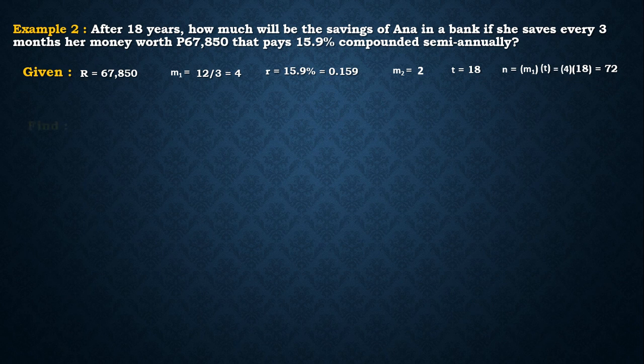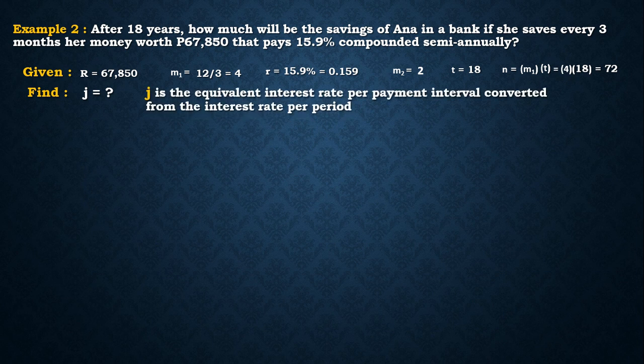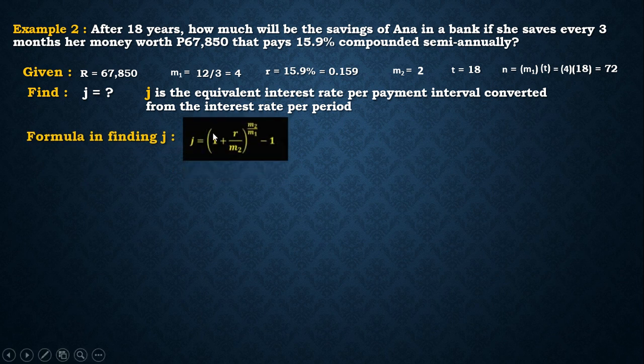After having the given, let's have the J, which J is the equivalent interest rate per payment interval converted from the interest rate per period. So ibig sabihin, dapat daw, ang mangyari, interest rate per payment interval ay maging kapareho ng interest rate per period. So that's why J is a big factor para dun sa ating formula. Formula in finding J: J is equal to the quantity of 1 plus R divided by M sub 2, with the exponent raised to the exponent of M sub 2 divided by M sub 1, minus 1. So ito po ang formula in finding J.